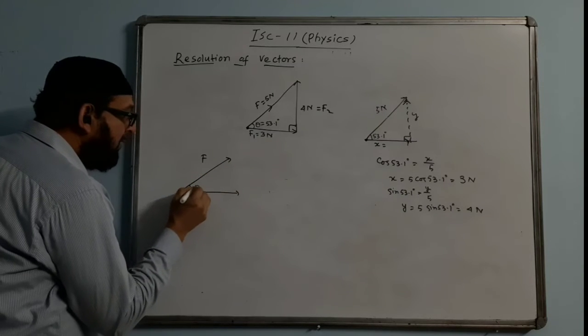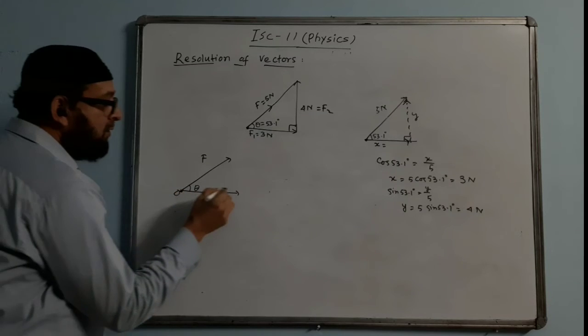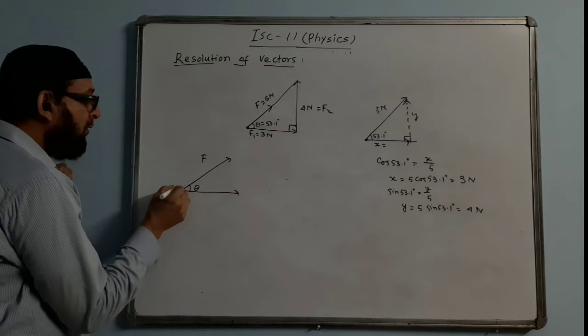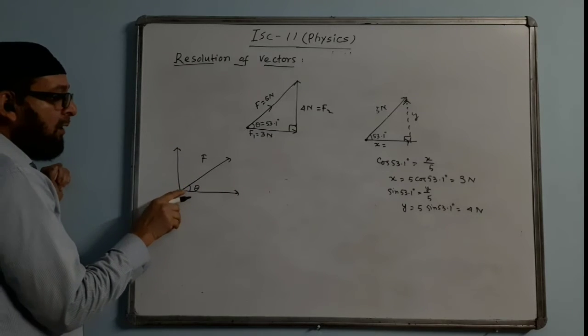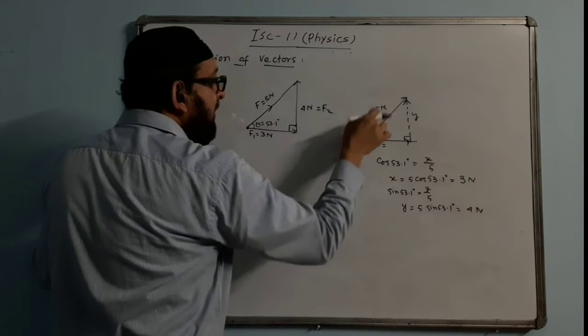Here is the angle theta. It will have two components. Here is the origin. We can draw one horizontal, and another component we can draw here. Instead of drawing it here, we will draw it over here like this. Here we draw only horizontal and vertical. This component and this component will have the same value.